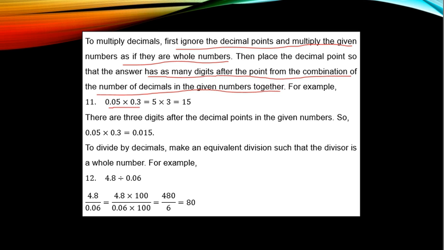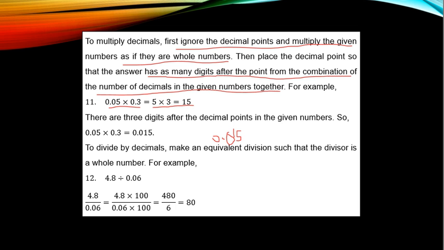0.05 multiplied by 0.3. If we ignore the decimal point, it means we will have 5 times 3, that is equal to 15. But the first number has 2 decimal places. The second number has 1 decimal place. So altogether you have 3 decimal places. So in your final answer, there should be 3 numbers after the decimal point. So if you write 15, if you want 3 numbers after the point, that means you are going to have 0, then you have the point, then you have 0, 15. See now, 3 numbers after the point. Okay, so 0.05 times 0.3 is equal to 0.015.